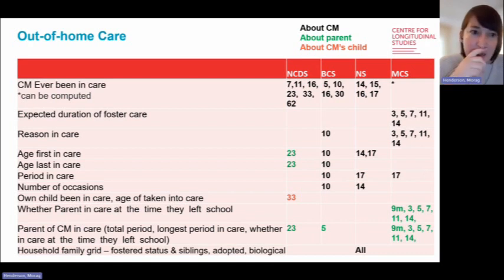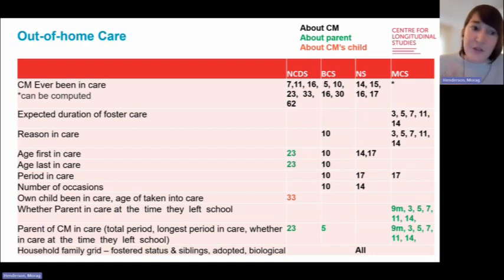So just to show you then, ever been in care is captured very frequently and well for NCDS, BCS, and Next Steps. It can be computed from the other variables in the Millennium Cohort Study. So we know there's a reason for care question, which will also tell you essentially whether the cohort member has ever been in care.